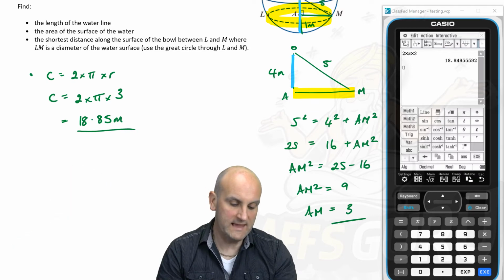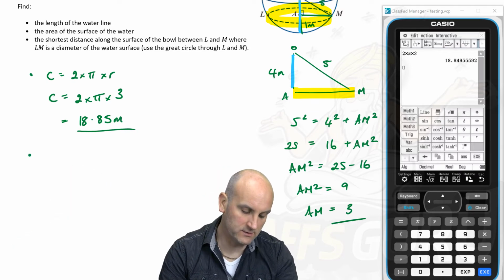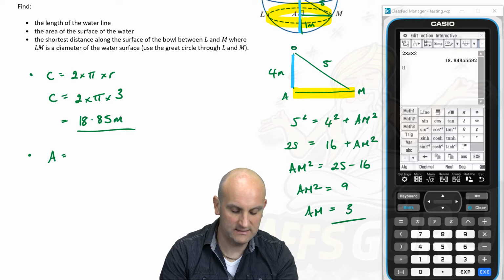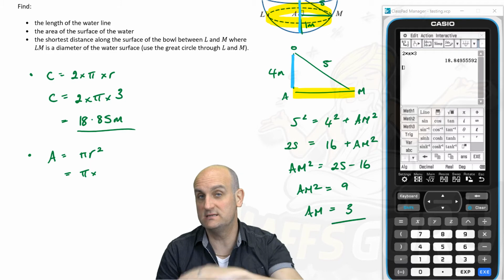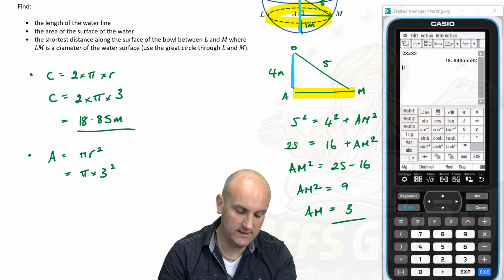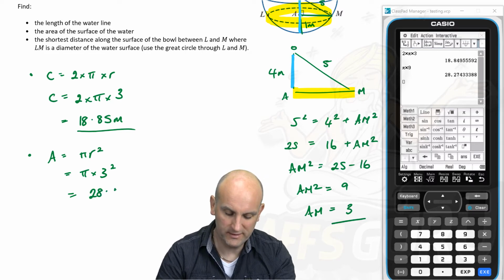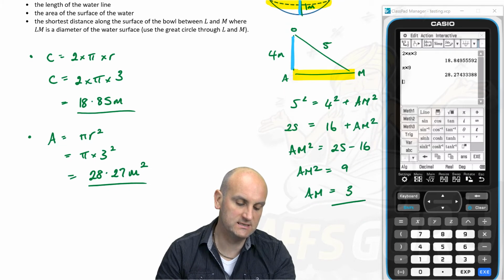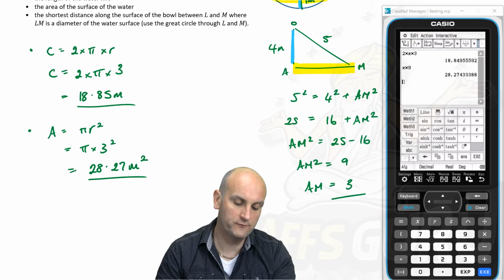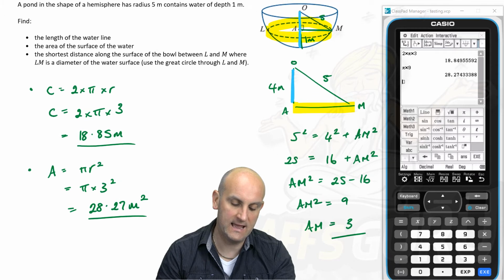Awesome. Find the area of the surface of the water. Well, okay, once we know that the area is equal to pi r squared, in which case that's pi times, again, the radius is 3 squared, which is going to be pi multiplied by 9, which gives me 28.27 meters squared.